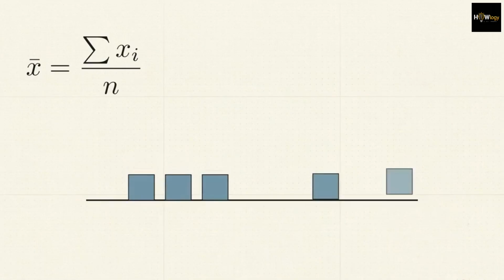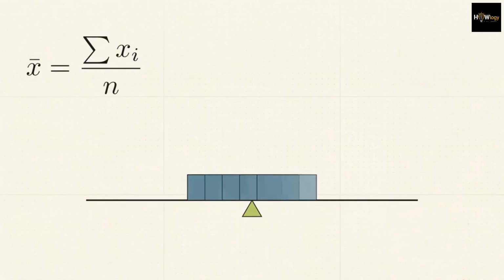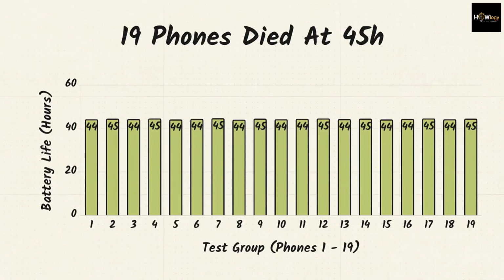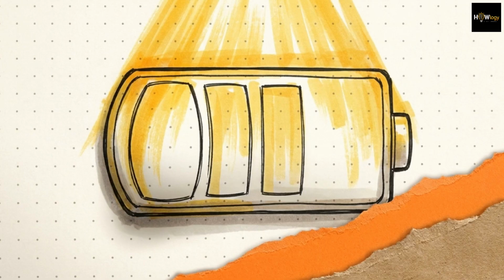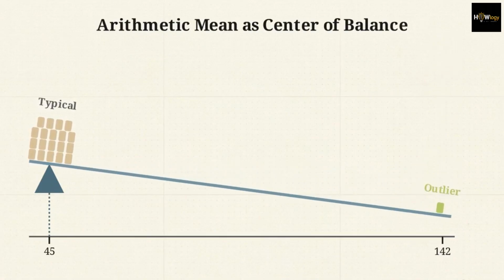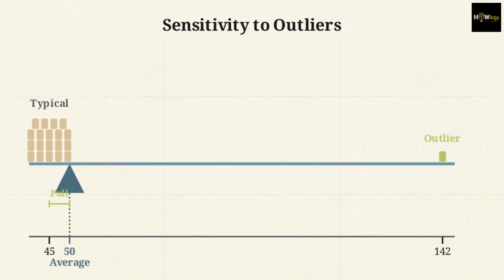This is the mathematical center of balance for a dataset, found by adding up every single value and dividing by the number of items in the sample. If we check the test group, 19 phones died around the 45-hour mark. But there is a hidden culprit, one freak battery that somehow lasted 142 hours. The mean calculation is indifferent to the typical experience. It weighs every hour equally, allowing that one massive outlier to drag the final average up to 50.